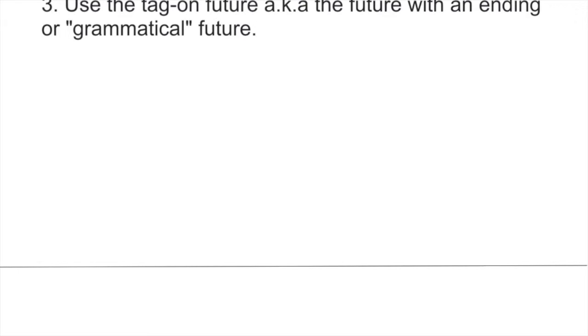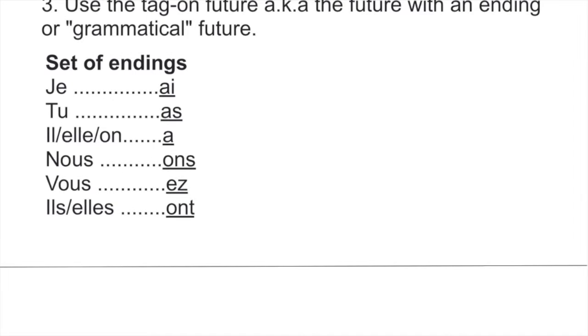The third way to refer to future time is what I've called the tag-on future, because it uses an ending, and in your grammar book it may be called the grammatical future for that reason. So, here is the set of endings that are actually used. Ai for je, as for tu, a for il, elle, and on, and notice the pronunciation for as, tu, and a, il, elle, on is exactly the same, though naturally the s in as might sometimes be used for a liaison onto the next word starting with a vowel sound, and we would have a z sound.